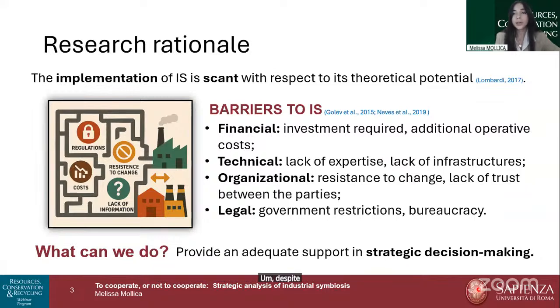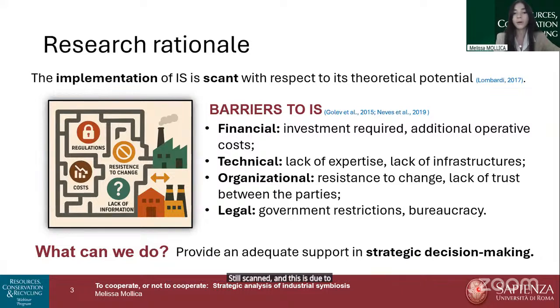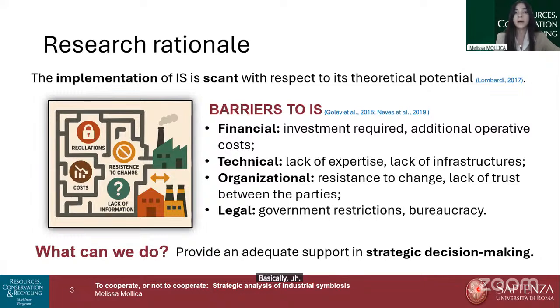Despite the huge potential of industrial symbiosis, the real-world implementation of industrial symbiosis is still scant, and this is due to a number of financial, technical, organizational, and legal barriers. So what can we do about that? Well, many of these barriers are worsened by the lack of a clear strategic framework. Basically, companies, maybe they would like to implement industrial symbiosis, but they don't know how to do it because they lack a clear strategic direction.